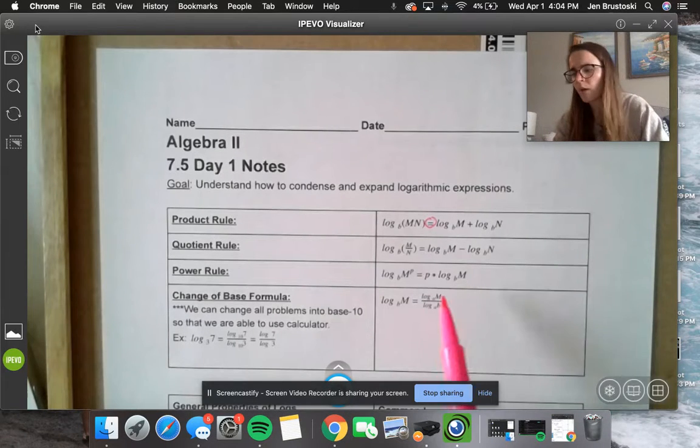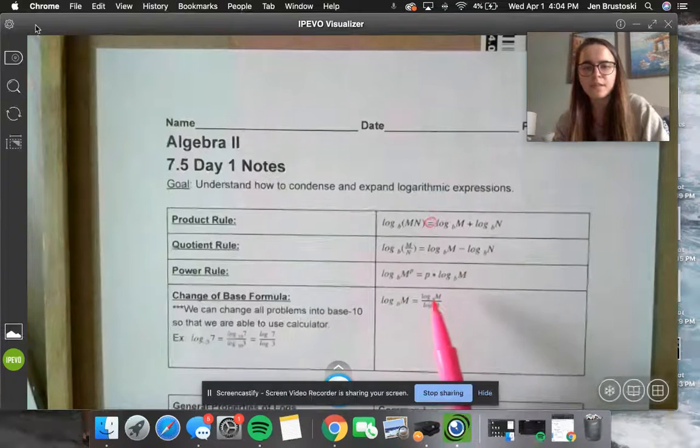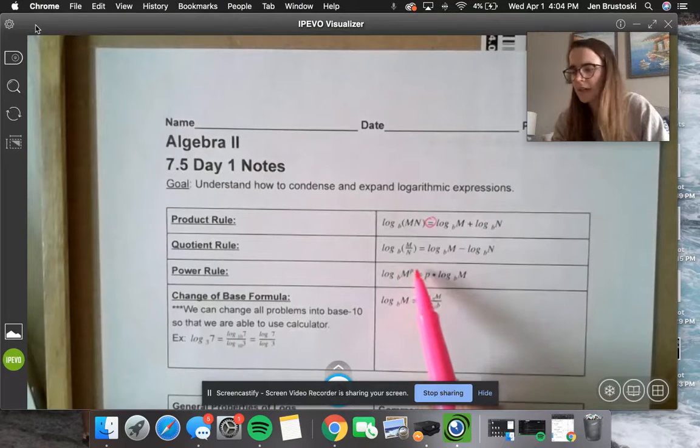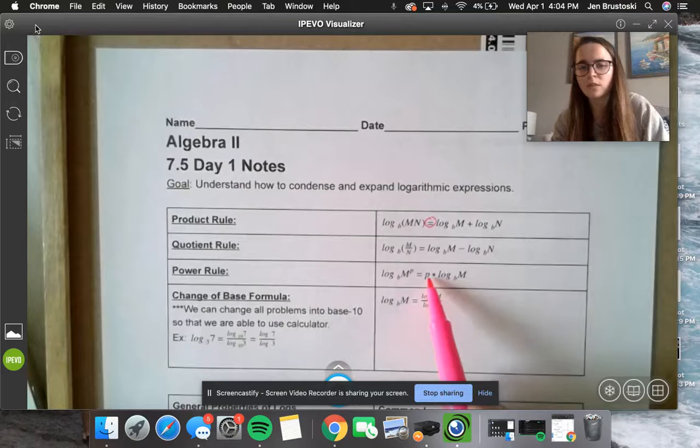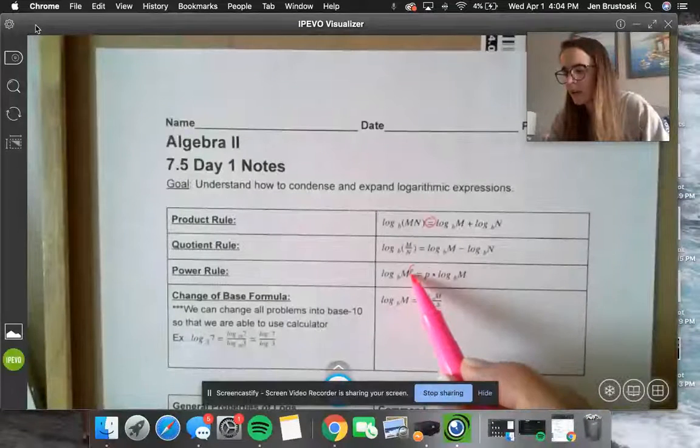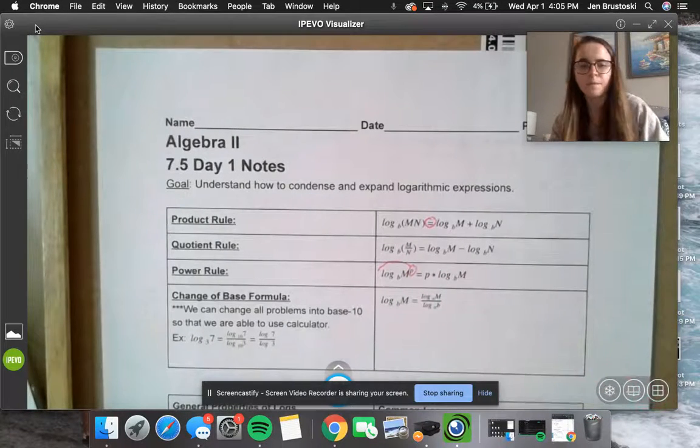All right, our power rule is a little strange. What happens is if we have an exponent, that exponent jumps out to the front. So basically this exponent just moves forward.